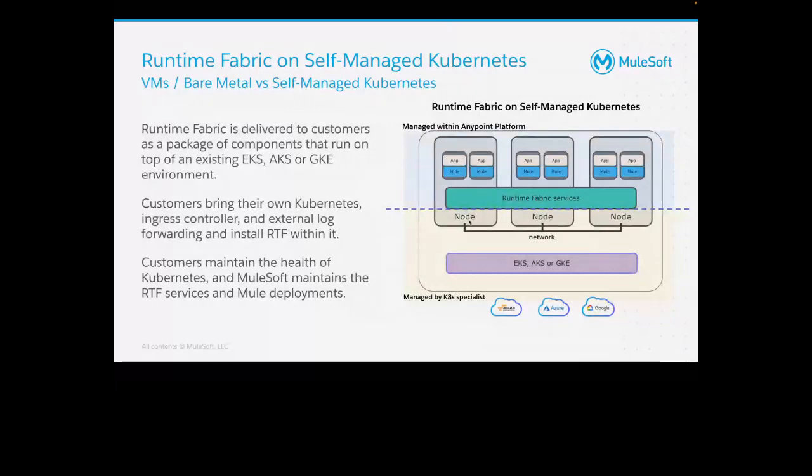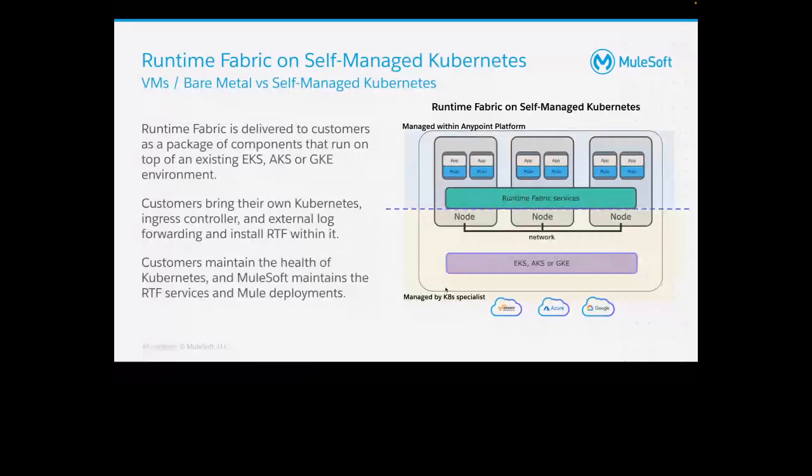Next, you'll see the applications, right? The nodes are spun up, and then you have all these new applications deployed on top of that. To understand in short, Runtime Fabric is delivered to customers as a package of components that run on top of an existing EKS, AKS, or GKE environment, okay? And customers bring their own Kubernetes ingress controller and external log forwarding and install RTF within that.